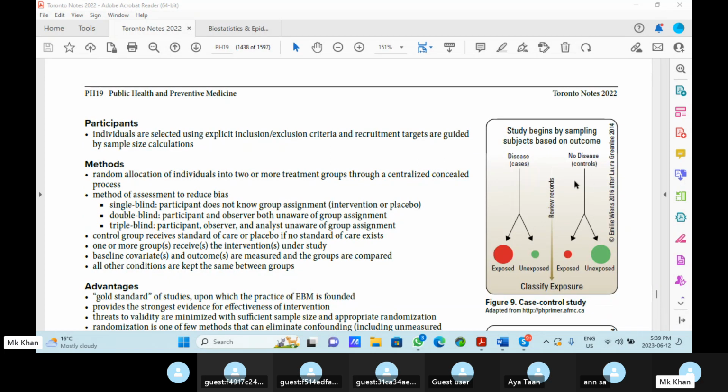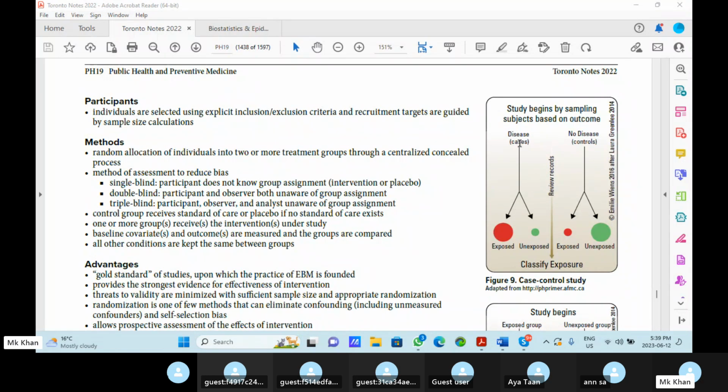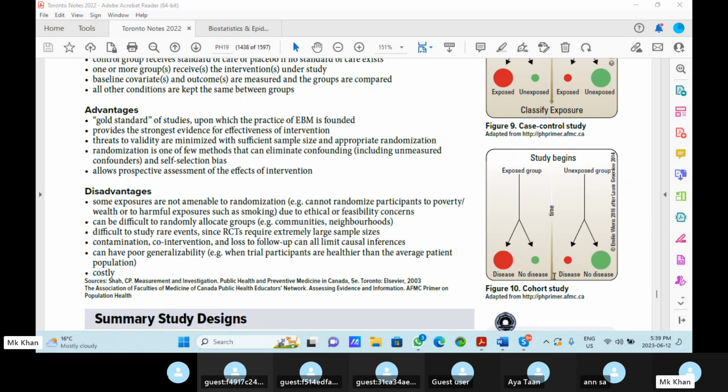So this is disease, no disease, cases, control, and this is the exposure, exposed, not exposed. So this is just the chart of the case control study. We already know the people have disease or no disease, and then we are going back and checking the risk factors. So the disease patients are exposed, no disease patients are not exposed. And this is just the chart for cohort study.